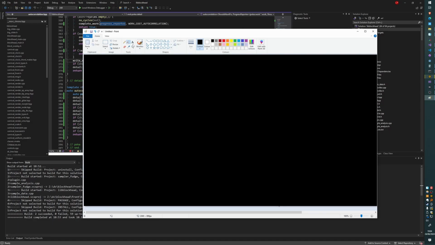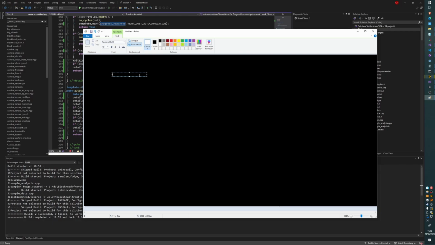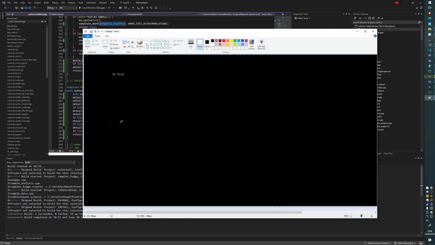So there's this thing called DC bias or DC offset, which is where you have some kind of waveform. This is 0, 1, -1. So you have some kind of waveform like this. This is a nice waveform. But you could also have a waveform that looks more like this, for example, or maybe it starts down here and then it drifts away from the center.